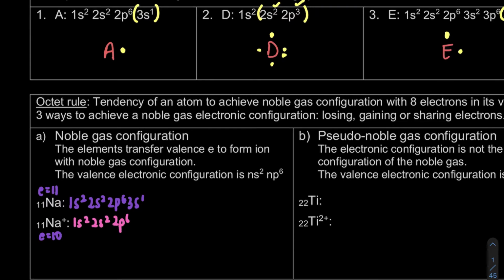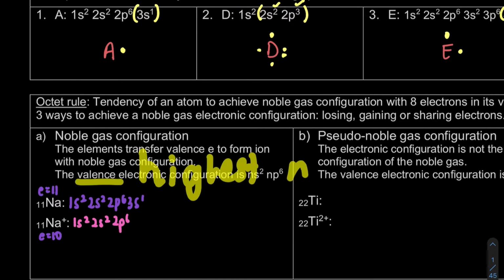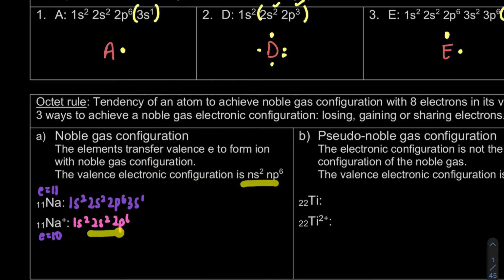So as we can see here, the valence electronic configuration, the highest n, is ns2 np6. It is also ns2 np6 here, this one. Okay, so this is how our atom achieves the noble gas configuration. So in the case of sodium, it donates 1 electron.